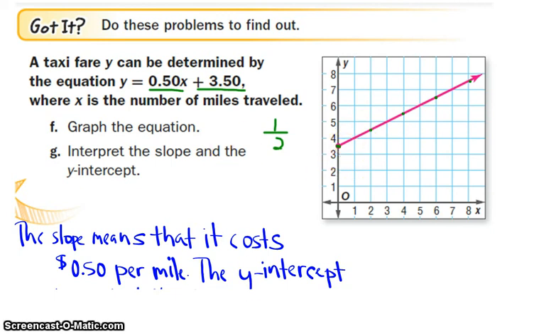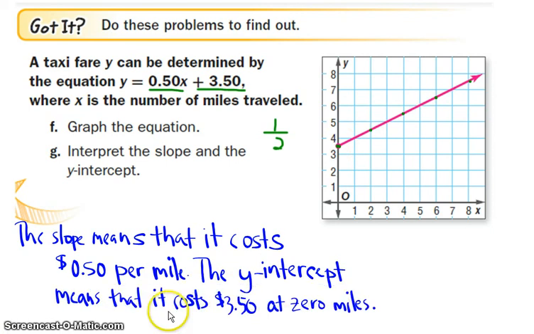Now, the y-intercept, okay, right here, what does that y-intercept mean? Well, that means if you have gone 0 miles, your cost is going to be $3.50. So no matter how far you go, you're going to have to pay $3.50. It's like an extra fee. It's an additional cost. So as soon as you step in that taxi, even though you haven't gone any miles, you still have to pay $3.50. Then for every mile, you have to tack on 50 cents after that.